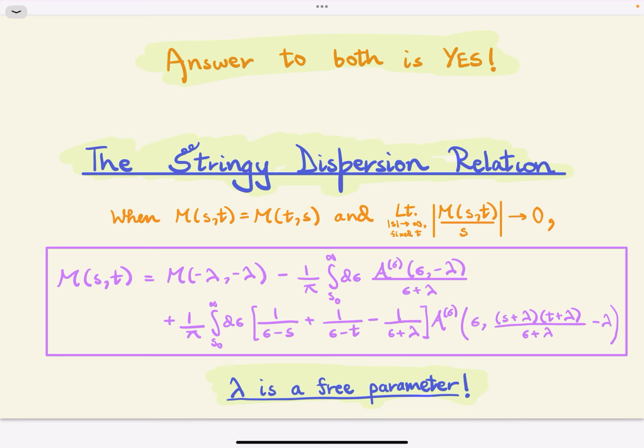stringy dispersion relation. If you have an amplitude that satisfies crossing symmetry and has a bounded high energy growth, then you can represent it using this dispersion relation. The A you see in the integrand is the discontinuity of the amplitude across the S channel. And remarkably, there's a free parameter which we call lambda. You don't see any lambda on the left hand side. That's because this representation converges generally for a range of lambda.